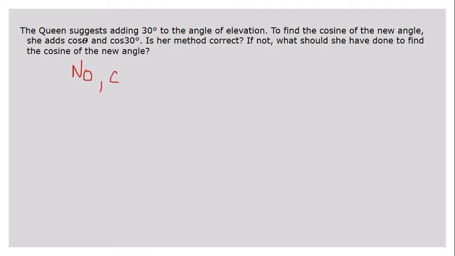What she should have done is use the identity cosine of alpha plus beta equals cosine alpha times cosine beta minus sine alpha times sine beta. That should have been what she used instead of just trying to do cosine theta plus cosine of 30.